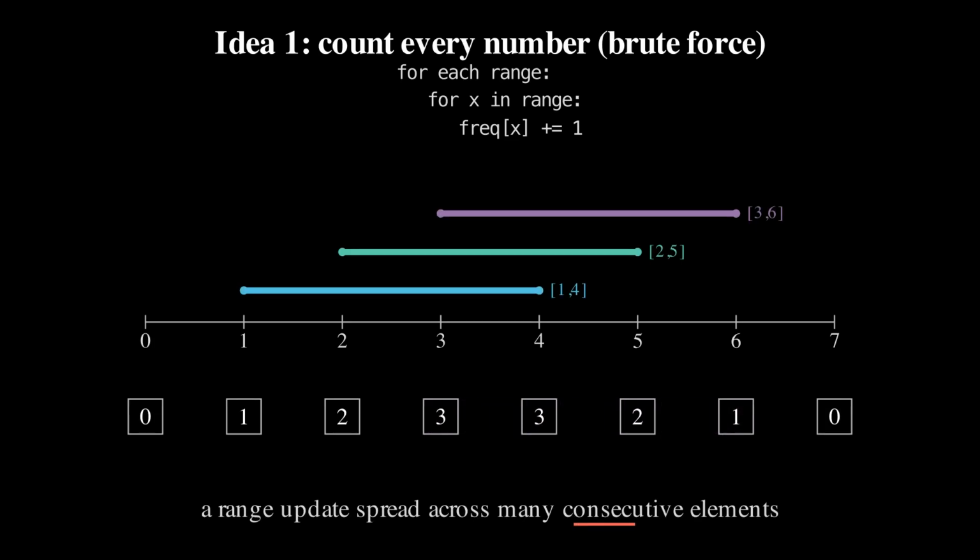It is completely correct, but watch what it is doing. A single range update was smeared across many consecutive cells, one at a time. That is the first clue. When you repeat the same simple operation across a whole block, again and again, there is wasted work, and waste usually means a better structure is hiding.